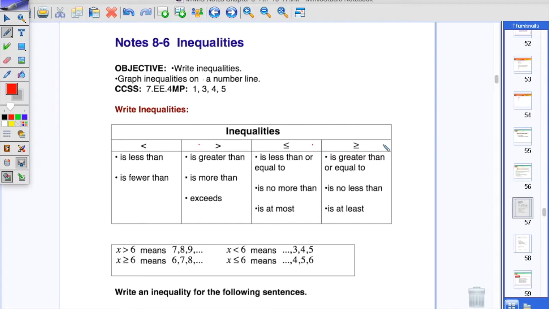Be careful because "is no more than" and "is at least" are tricky ones, because when you see more and most, you want it to be a greater than symbol. Same thing with your "is no less than" and "is at least," it's your greater than or equal symbol. So be careful with those two translations.